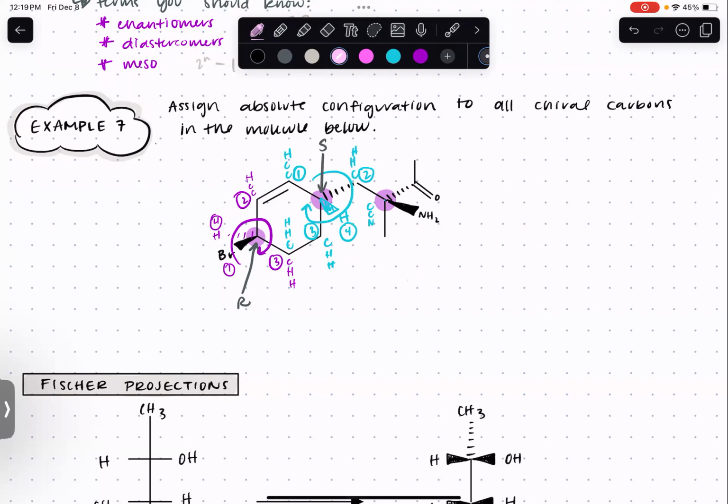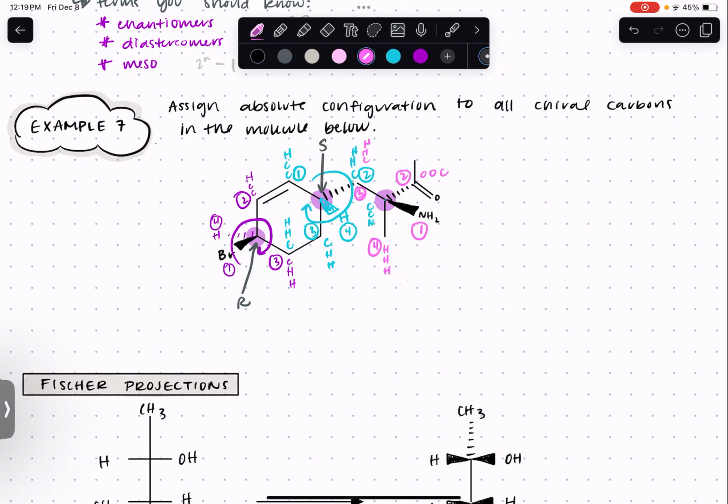And then last, we'll look at this one all the way on the right. This one, our number one group is going to be this nitrogen. And then we look at what we're bonded to. So this one's carbon, hydrogen, hydrogen. This one's hydrogen, hydrogen, hydrogen. So this one's automatically number 4. And then this one is oxygen, oxygen, carbon. So this one is 2. And this one is 3.